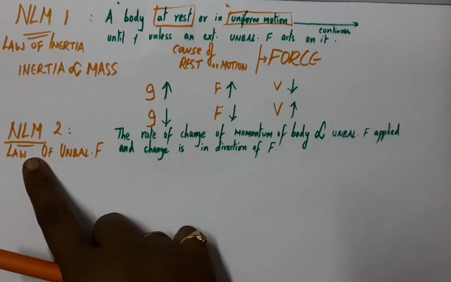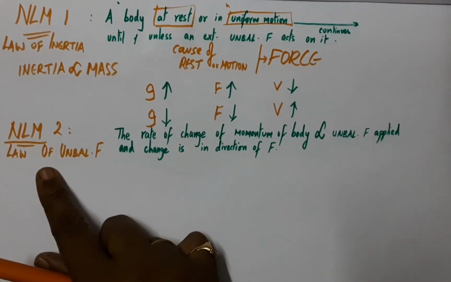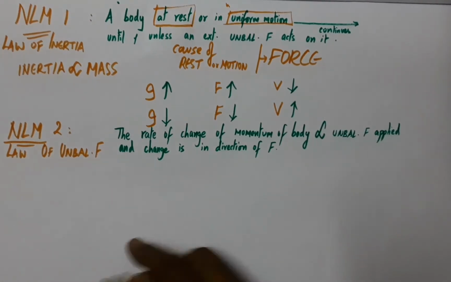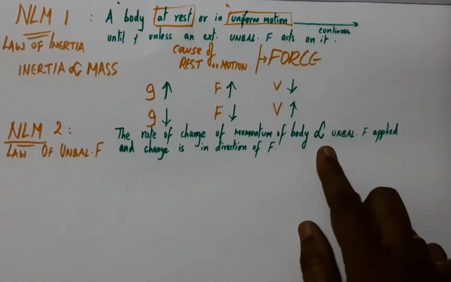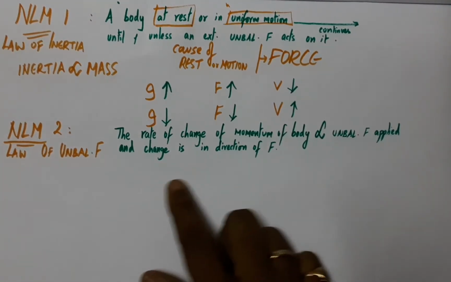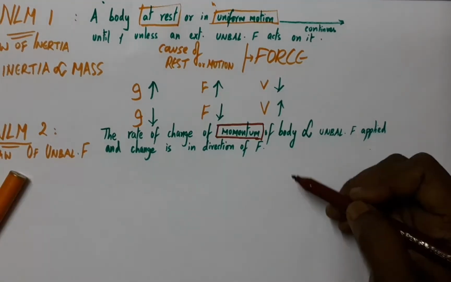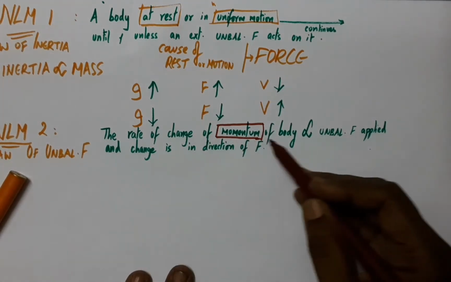Now the second Newtonian law of motion, also called the law of unbalanced force, says that the rate of change of momentum of a body is directly proportional to the unbalanced force applied and changes in the direction of the force applied.